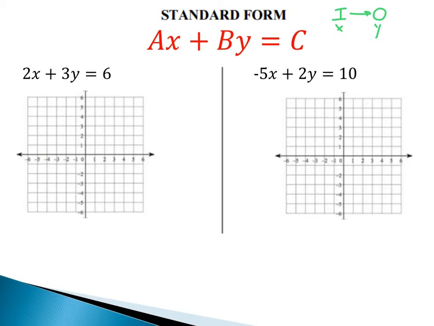So standard form is going to look like this. It is always written as ax plus by equals c. Now what are a, b, and c? a, b, and c are called coefficients.